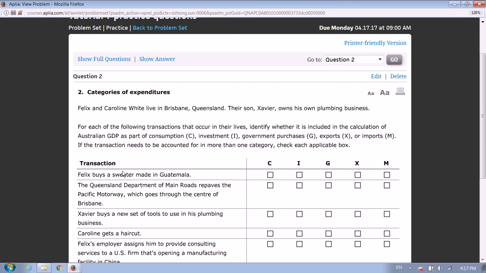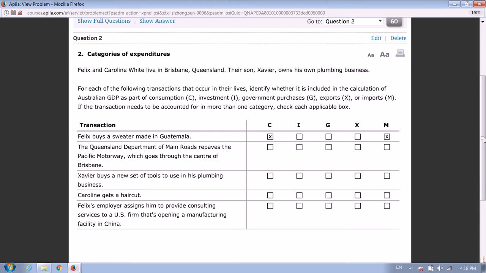First one, Felix buys a sweater made in Guatemala. So this is a consumption. And it is an import as well. This sweater is made in Guatemala and imported to Australia. The Queensland Department of Main Roads repaves the Pacific Motorway, which goes through the center of Brisbane. So this is government purchase.